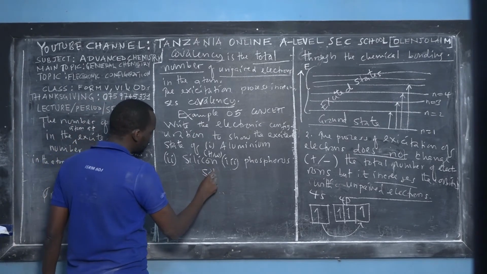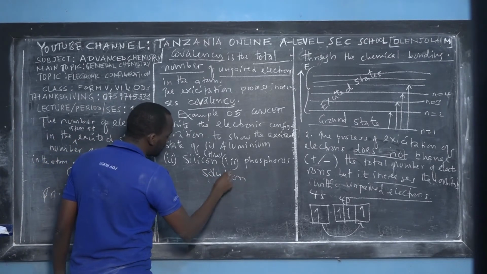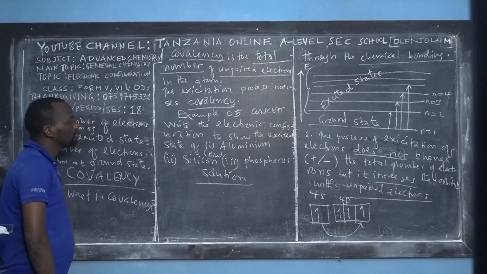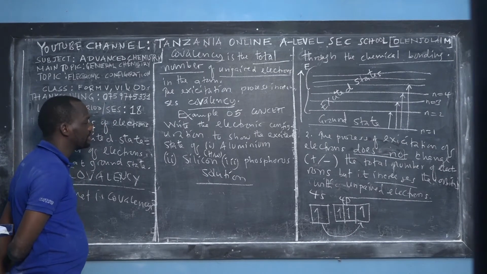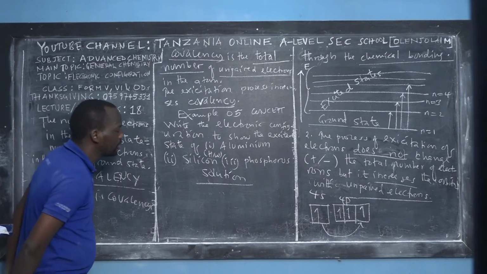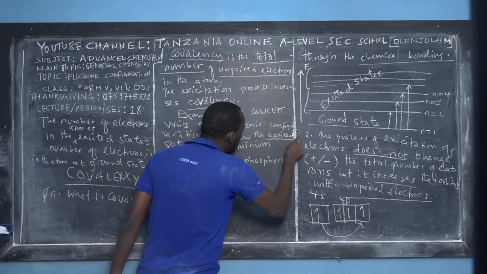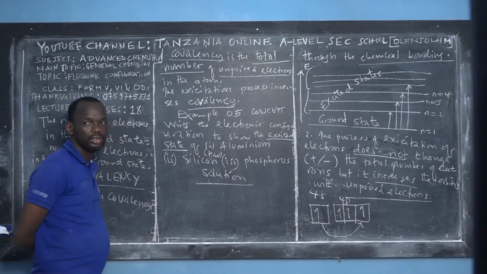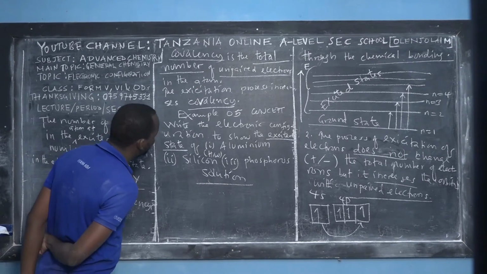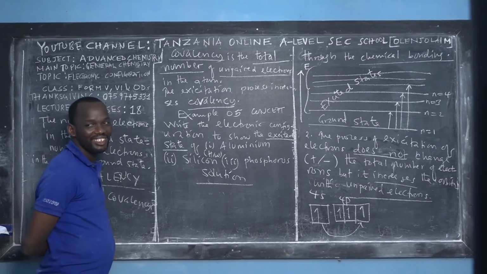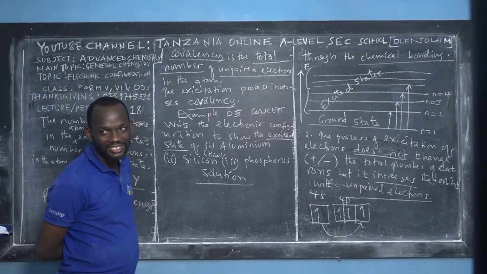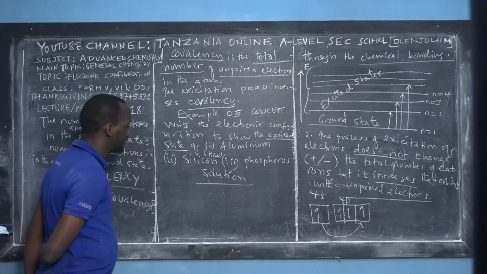Solution. Write electron configuration to show the excited state of, you see? So the key point for this question, the concept, is these two words: excited state. Of what? Of aluminium, of silicon, of phosphorus. Okay? So then it says solution.